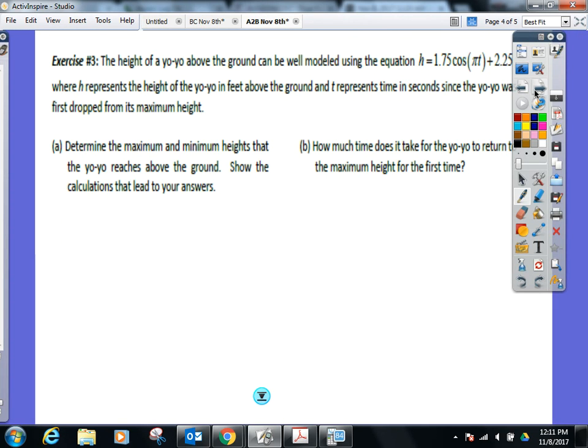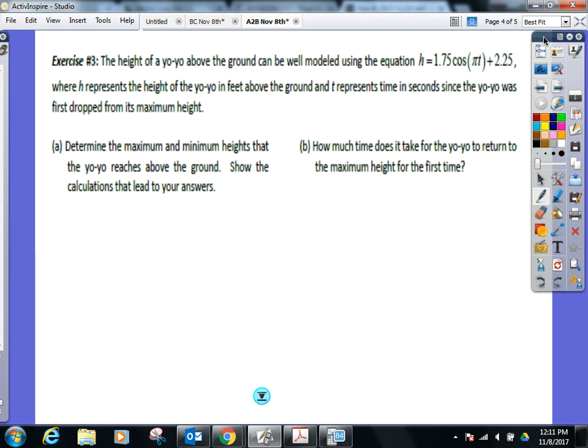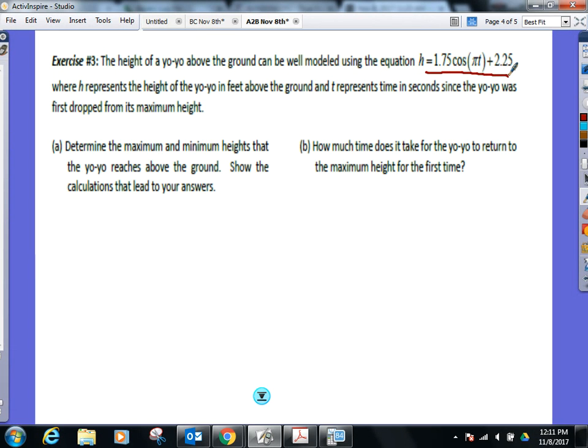Ready to go a little yo-yo now? Yeah, me too. There's my equation: 1.75 cosine pi t plus 2.25.